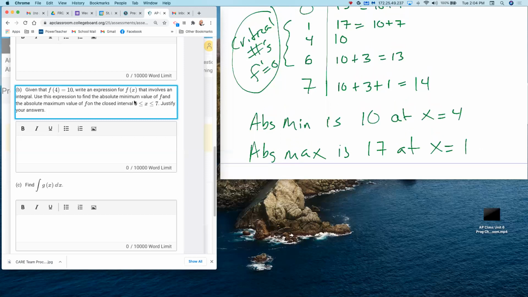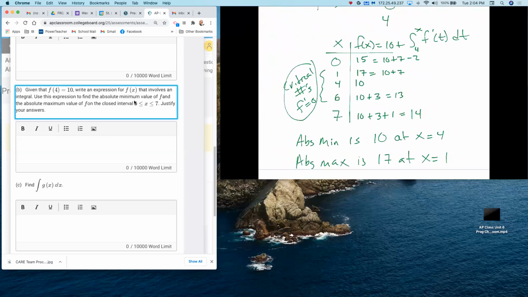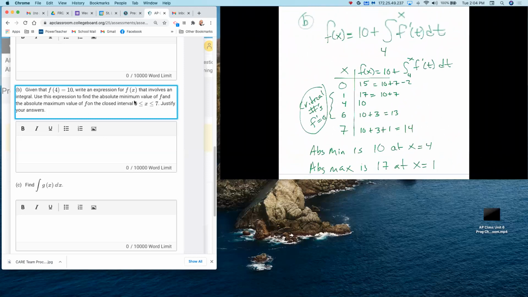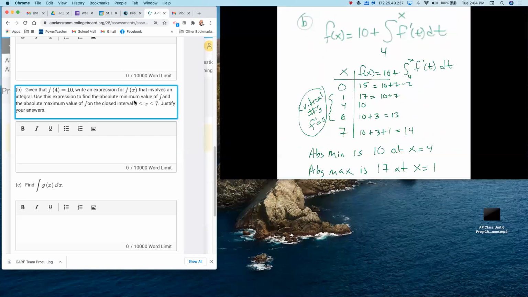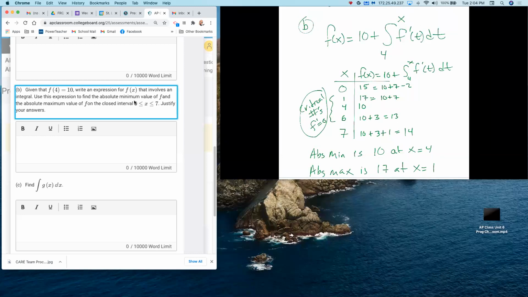We did problems just like that on Delta Math. I know we did. We did problems just like that.